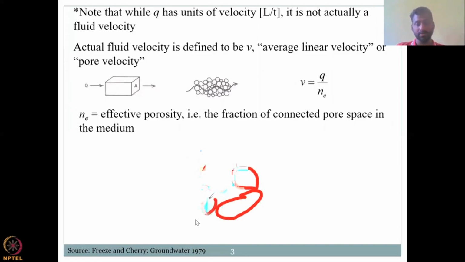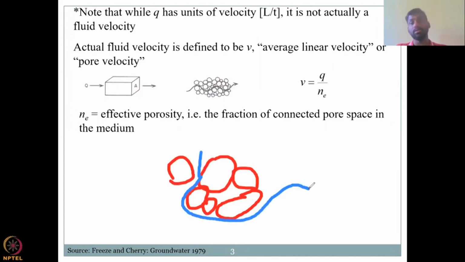So you can have materials like this, and water cannot pass through. Because of that, it has to go through like this, and that is a kind of meandering, tortuous path. So your effective porosity is the fraction of connected pore space in the medium. It is also a function of your soil material, and also the management practice.